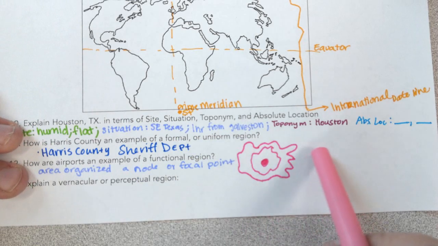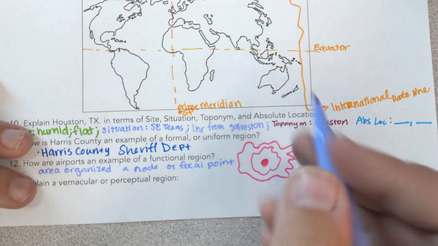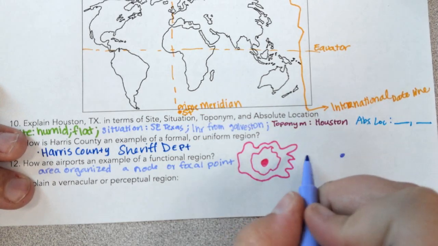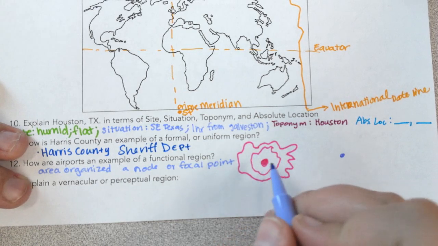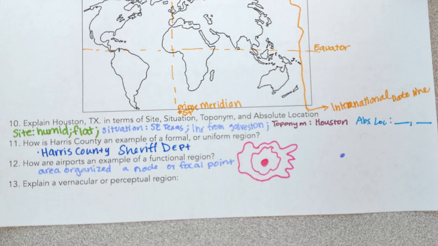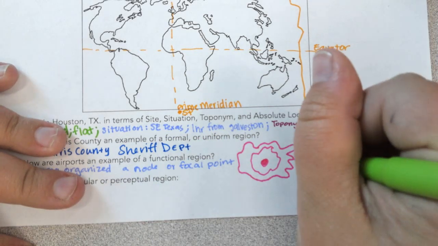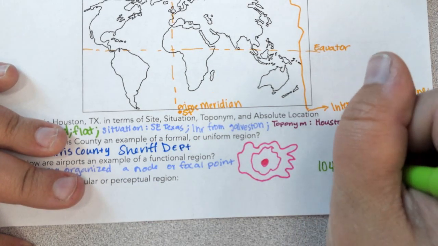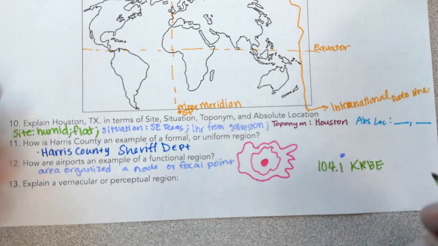But basically, what if you lived all the way over here and there was another airport over here? Then you may go to this airport instead, but pretty much everyone surrounding this airport is going to go to that airport when they have a vacation. It's basically the area organized around a node or a focal point. Another example we've done is 104.1 KRBE, Houston.